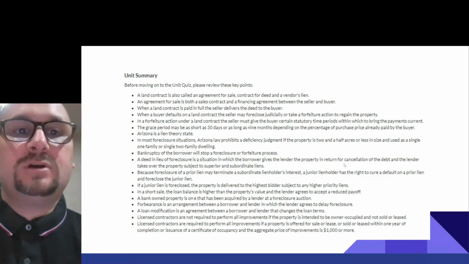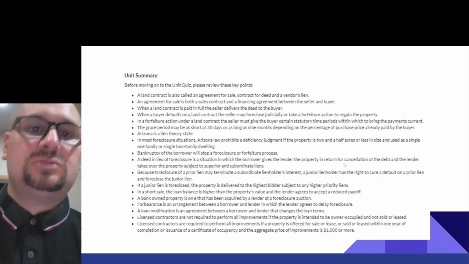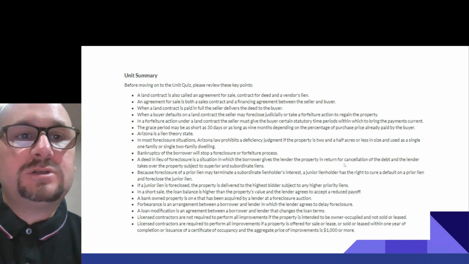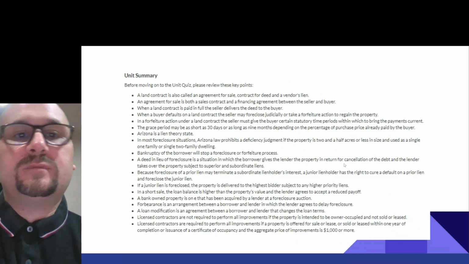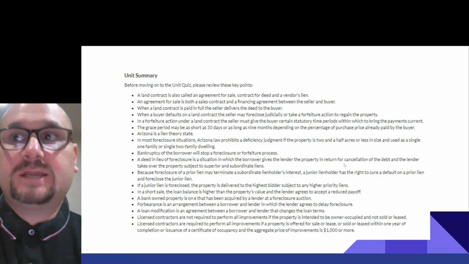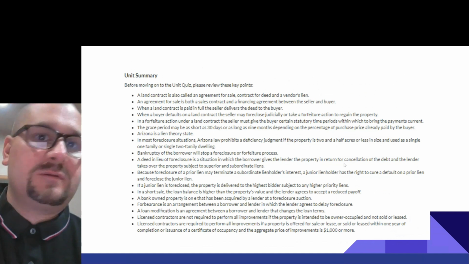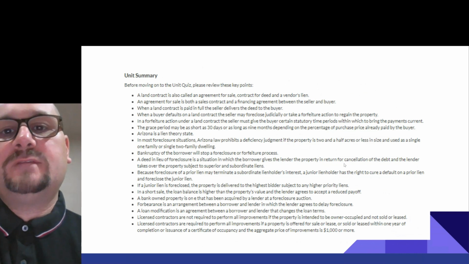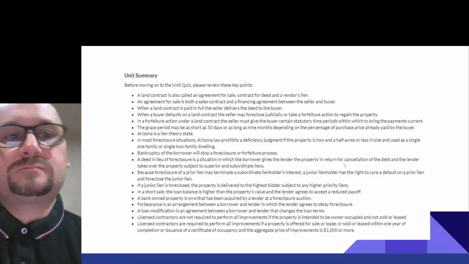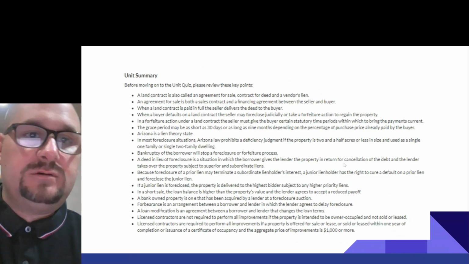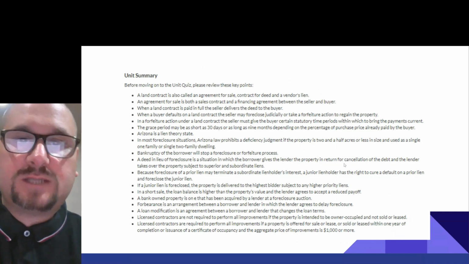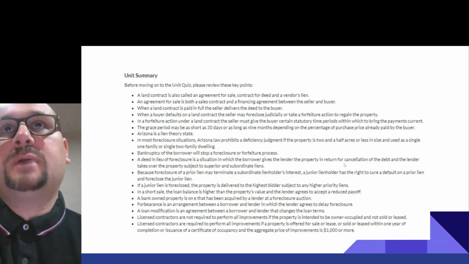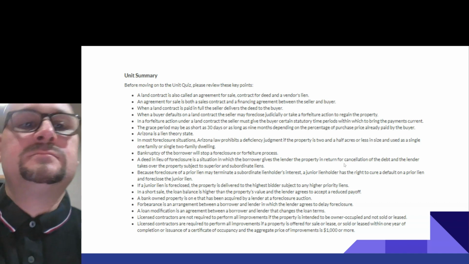A land contract is also called an agreement for sale. So if you ever hear about a land contract, what's that called? It's an agreement for sale, also called a contract for deed and a vendor's lien. An agreement for sale is both a sales contract and a financing agreement between the seller and the buyer.